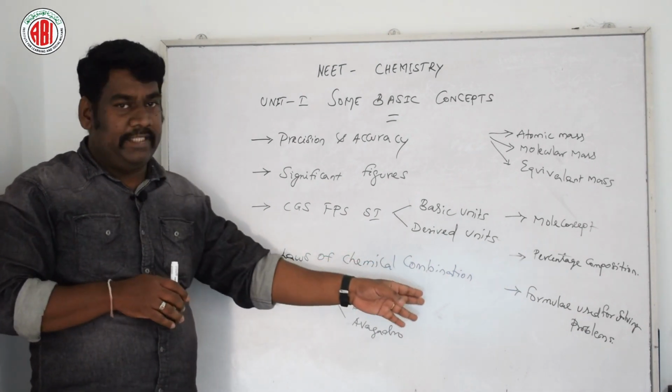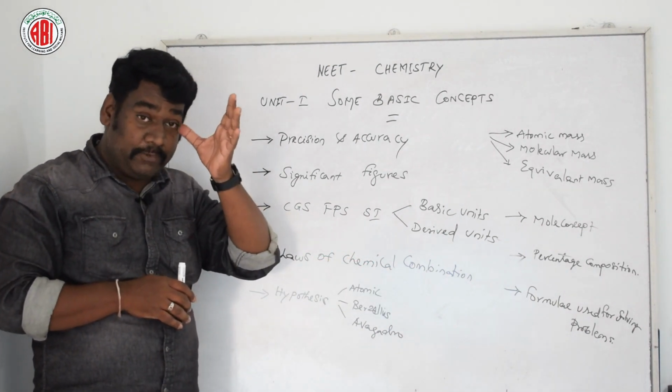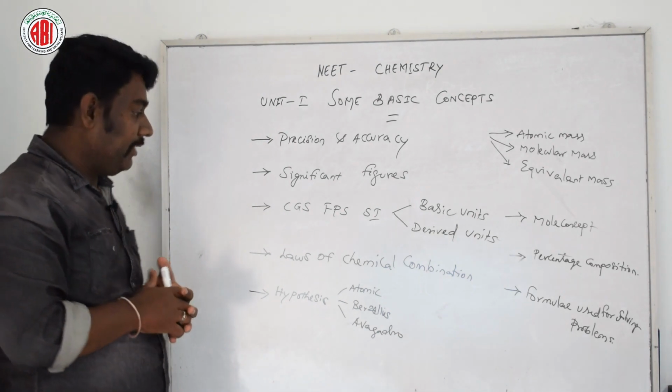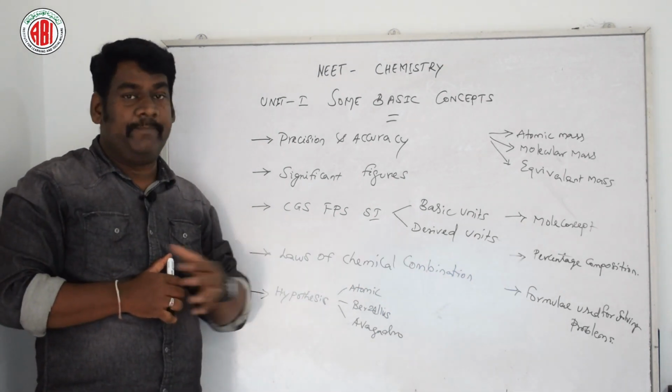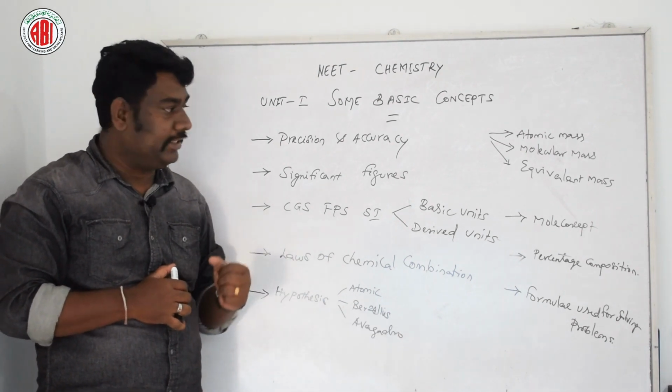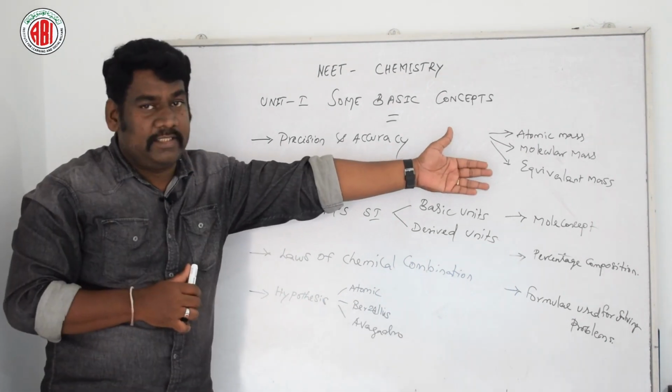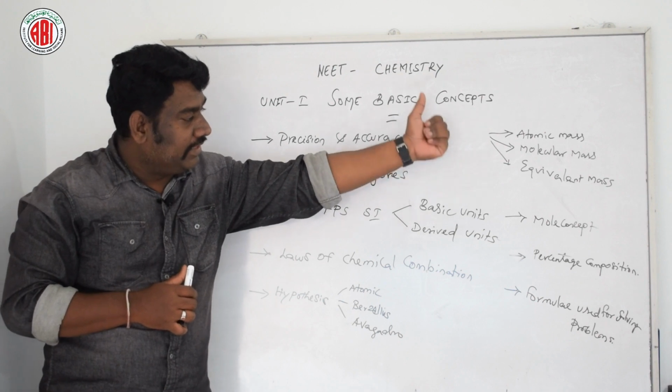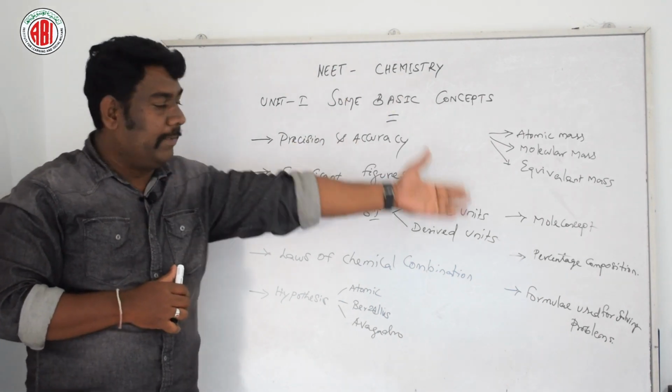Laws of chemical combination. Under this we are going to discuss the 4 different types of laws of chemical combination. Atomic hypothesis, Berzelius hypothesis, then Avogadro hypothesis. Let us see one by one. Atomic mass definition, molecular mass definition, then equivalent mass, followed by mole concept.